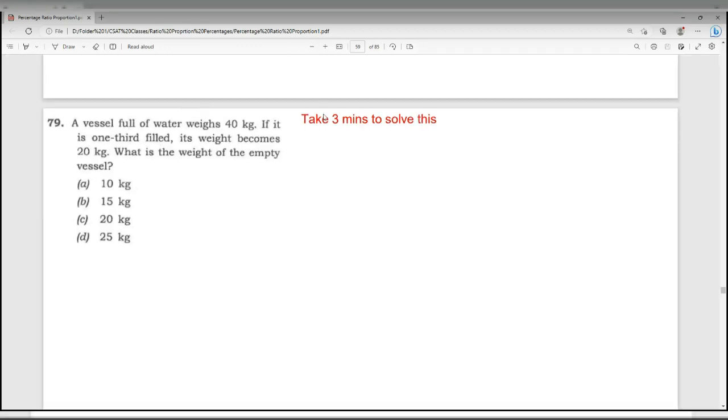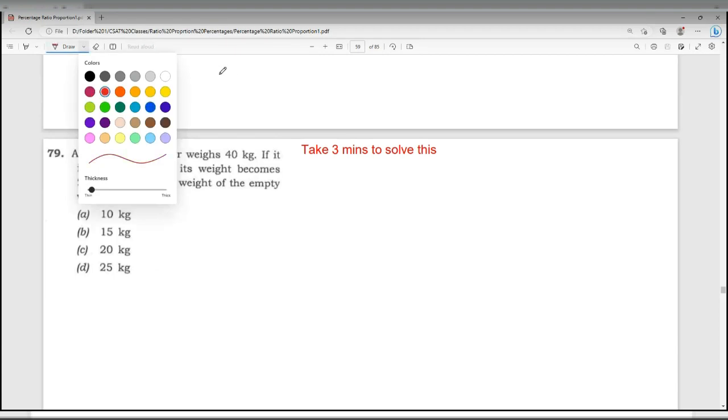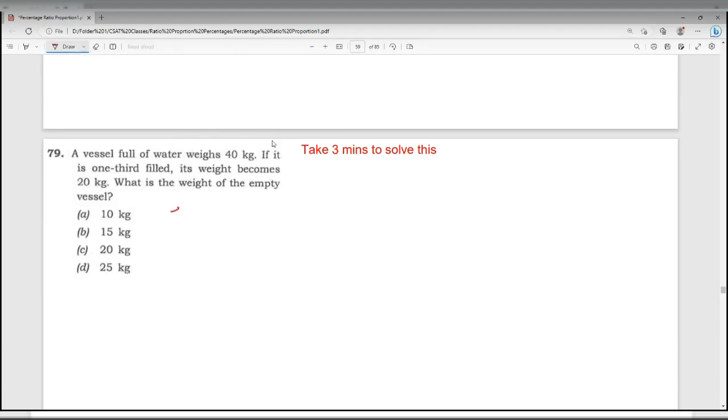A vessel full of water weighs 40 kg. If it is 1/3 filled, its weight becomes 20 kg. What is the weight of the empty vessel? What they're saying is a vessel, when it is full of water, weighs 40 kgs. And if it is 1/3 filled, weight becomes 20 kg. And what is the weight of the empty vessel? So we have a vessel here, and there is water.